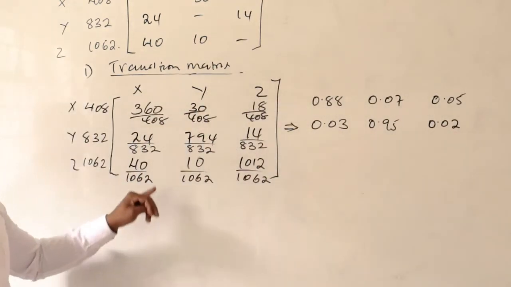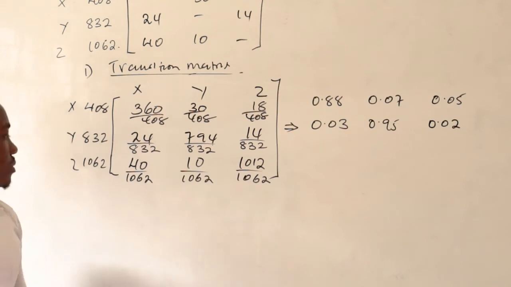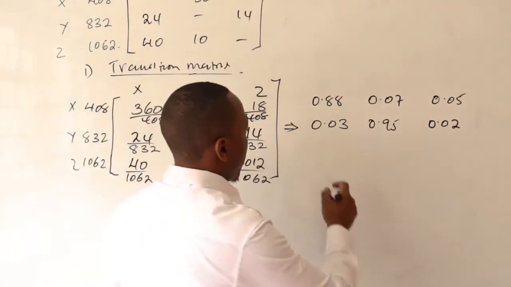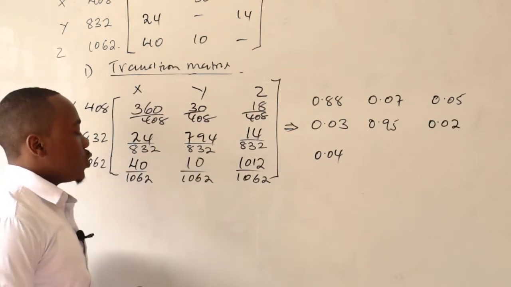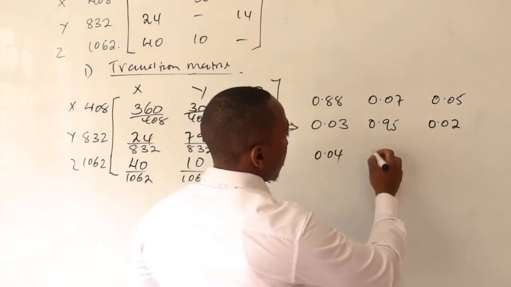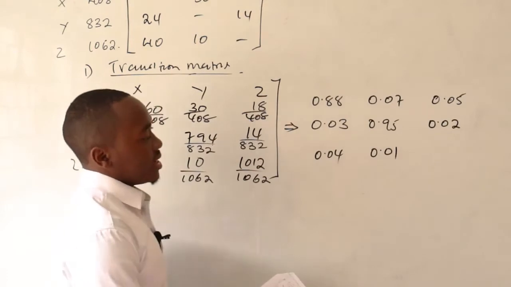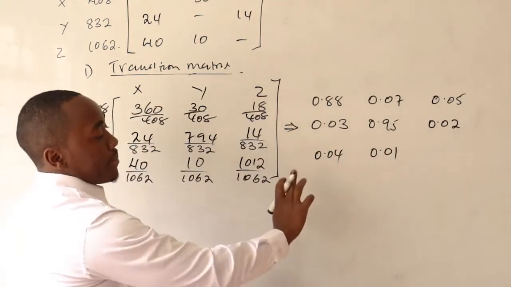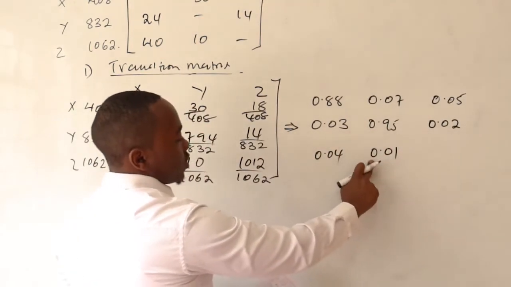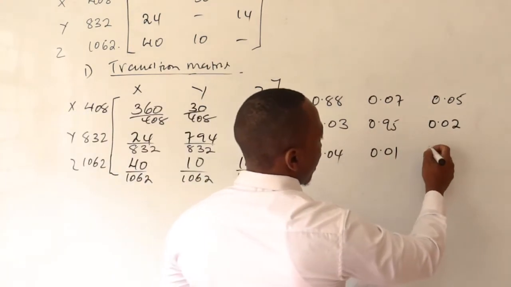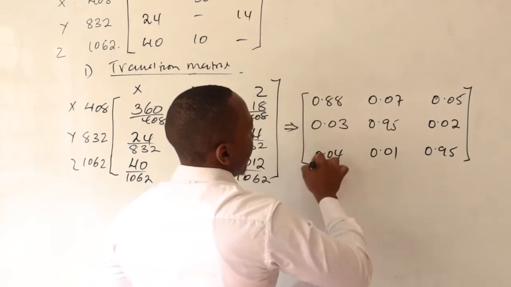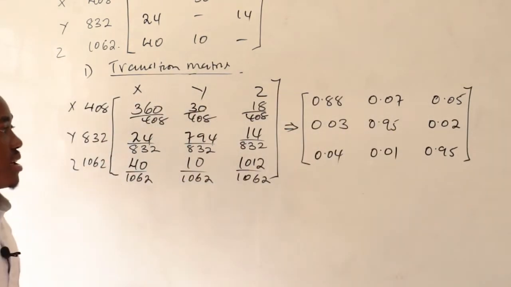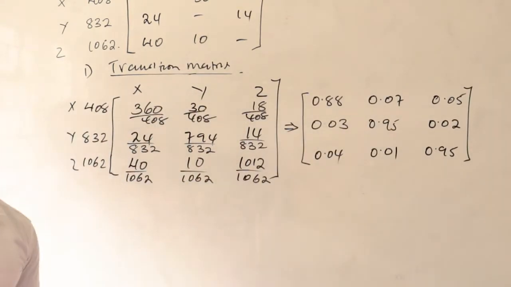And lastly, 40 divided by 1062, you'll find that one is 0.04. 10 divided by 1062, you'll get 0.01. And for the last one, you take 1 minus 0.04 minus 0.01, and you get 0.95. That's how you get the transition matrix, and that was the requirement for number 1.